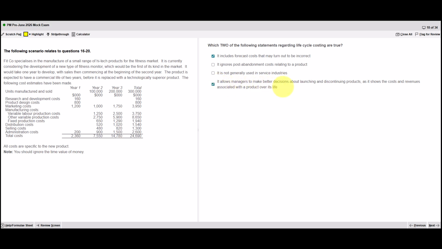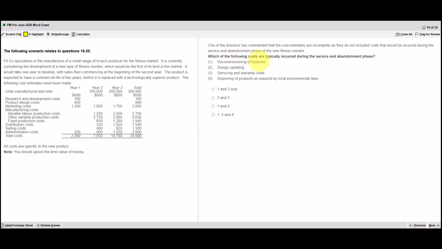It allows managers to make better decisions about launching and discontinuing products, as it shows the costs and revenues associated over its life. Absolutely, that's one of the key reasons to do life cycle costing. You remember to include all of the costs, not just the per unit cost, also the research and development, decommissioning, all of those other costs. And if the product is then not profitable, you might not go ahead with it at all.